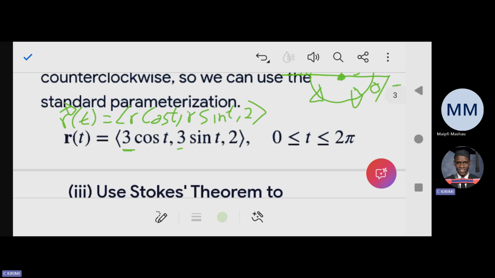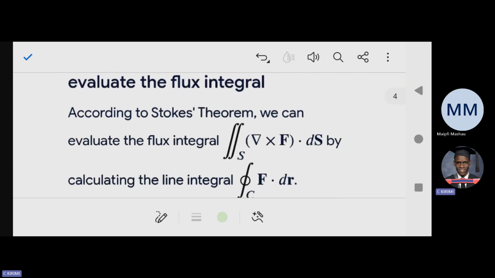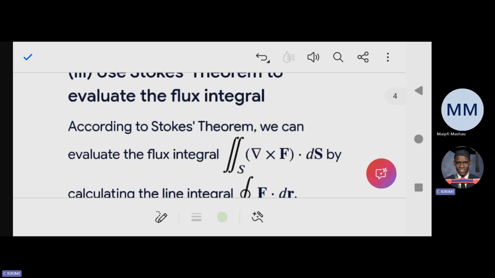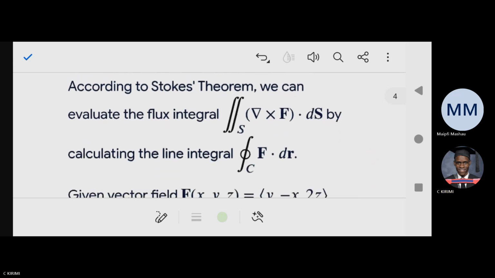All right. Then now for the third one, use Stokes theorem to evaluate. Now we want to evaluate that integral, which we stated at the beginning. According to Stokes theorem, we can evaluate the flux integral over that surface, the grad cross f dot ds, by calculating the line integral of the curl, which means it's f dr. I know r, and I can be in a position to calculate d what? dr.